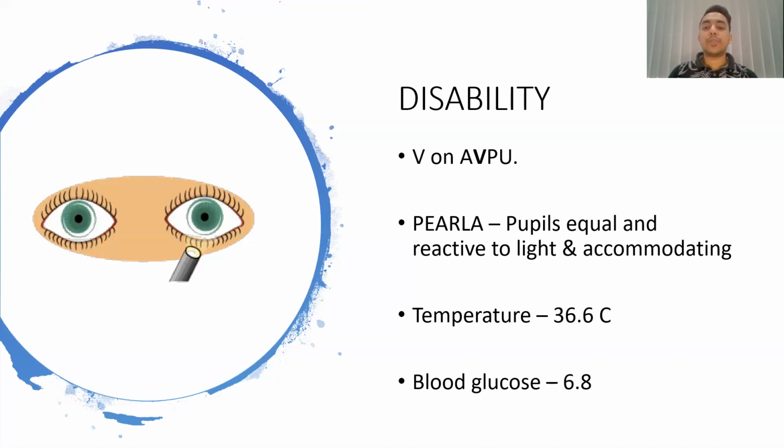So you want to give full sentences when you're documenting. And here the patient has a temperature of 36.6 degrees Celsius and blood glucose is 6.8. Can anyone tell me what the normal levels of glucose are? Any takers on what the normal glucose levels are?